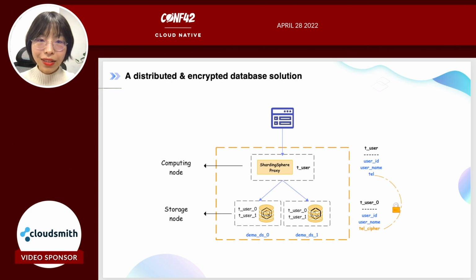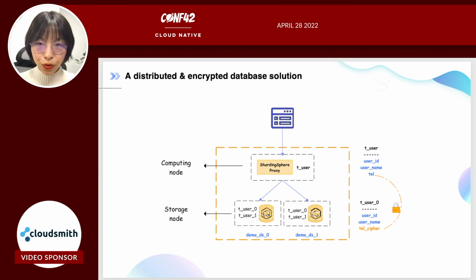The next one is, imagine this user has privacy information, a telephone number. We need to encrypt the plain text and send the cipher text into your PostgreSQL instance. So that's the encryption feature. In this case, you use sharding and data encryption together. That's the value of this case.